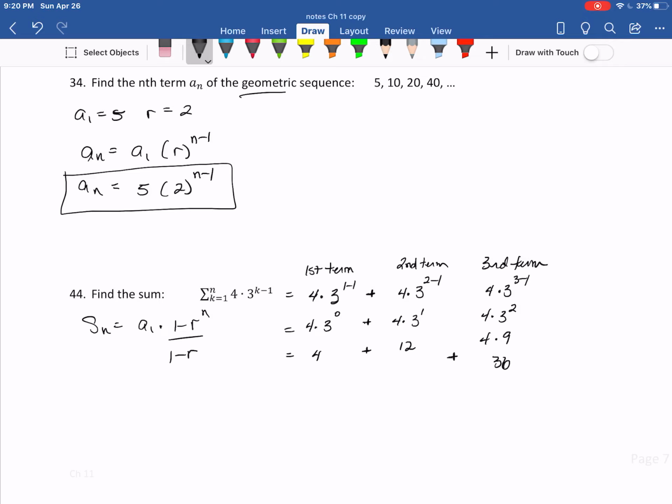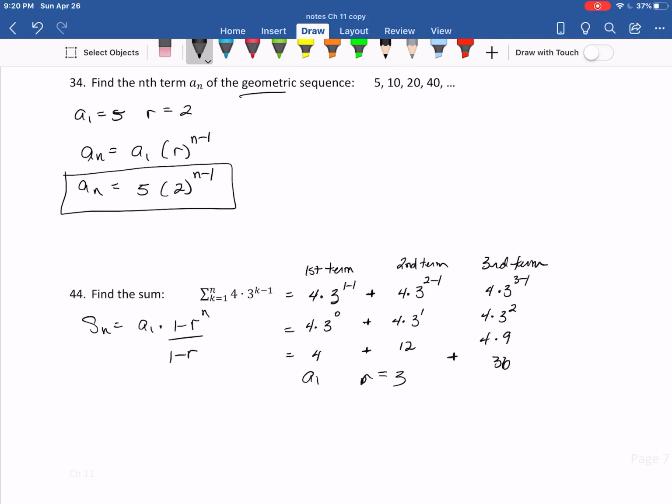So we just determined that the first term is equal to 4. Now we can look at the terms from 4 to 12. What is the common ratio? 4 times 3 equals 12. And then from 12 to 36, does that still work? Yes, the common ratio is equal to 3.